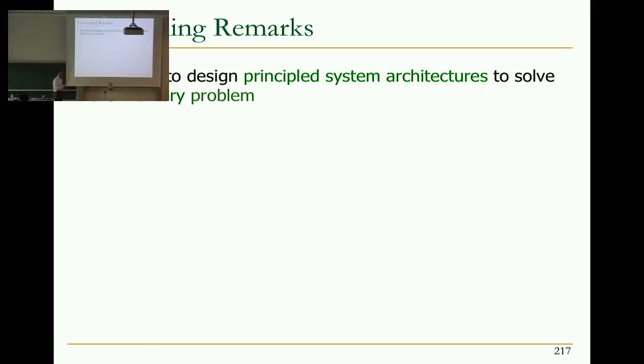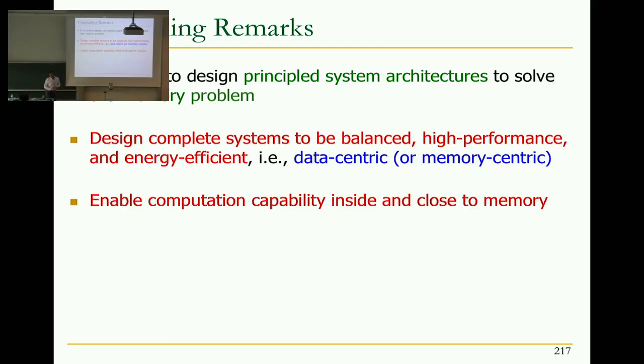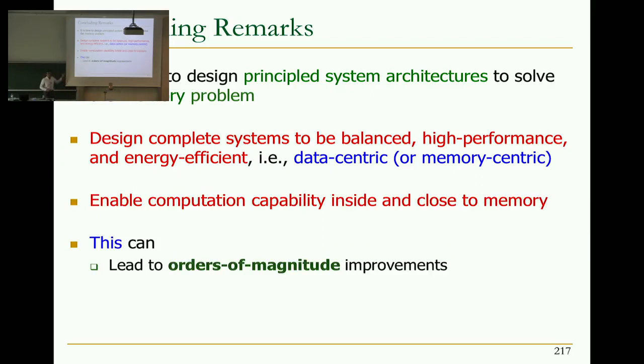So essentially, it's time, I think, to design principled system architectures to solve the memory problem. And we have a huge memory problem. We want to design complete systems to be truly balanced, high performance, energy efficient, meaning that they should be data-centric or memory-centric. And we want to enable computation capability inside and close to memory. I believe this can lead to orders of magnitude improvements. I've given you some examples, but I think the benefits will really come very similar to the Rowhammer work, for example.